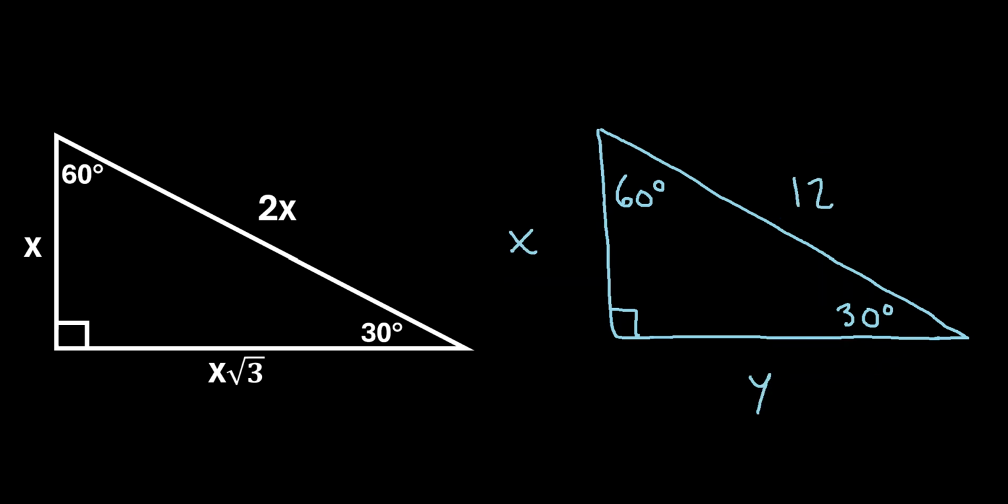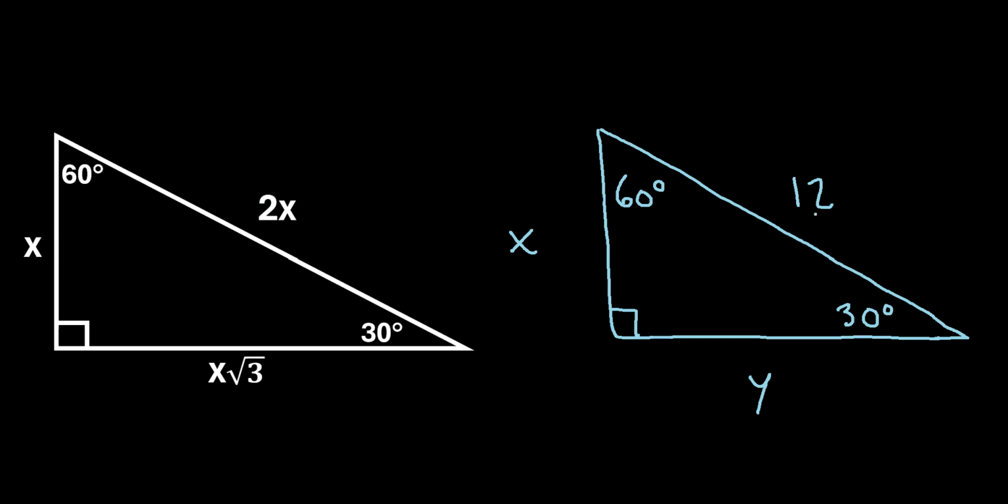All right, let's try another one. Let's say we're given this triangle and we're told that the hypotenuse is 12 and we want to find the other two smaller sides, x and y. How can we do that? Well, notice that the relationship between the hypotenuse and the side that touches the 60-degree angle, we just have to divide it by 2 to get this side length. So if we take 2x and we divide it by 2, we can get this side length right here.